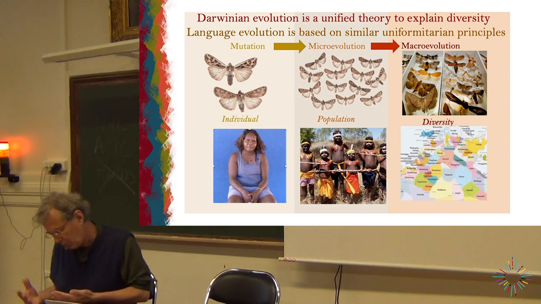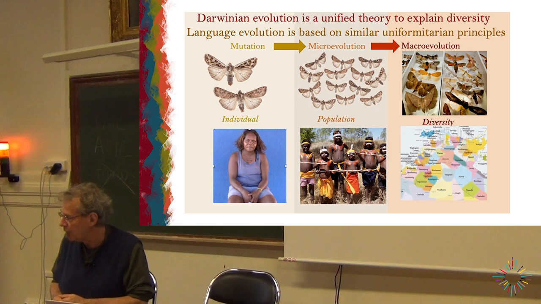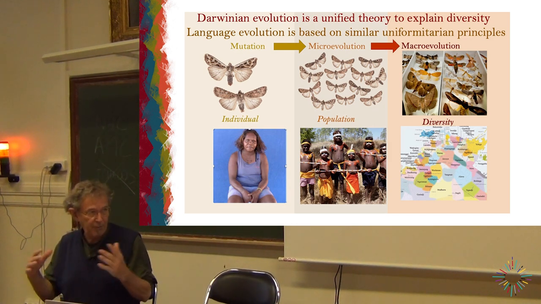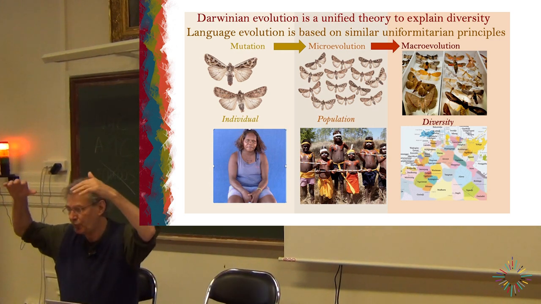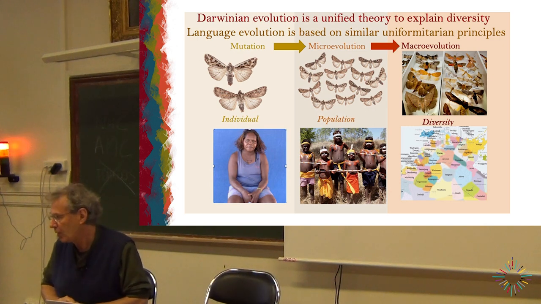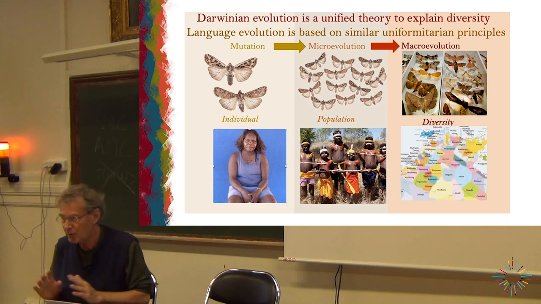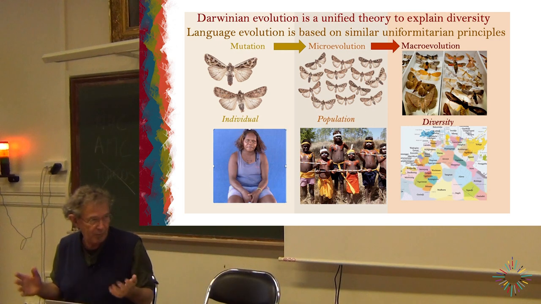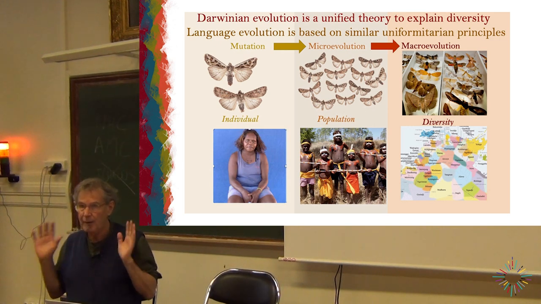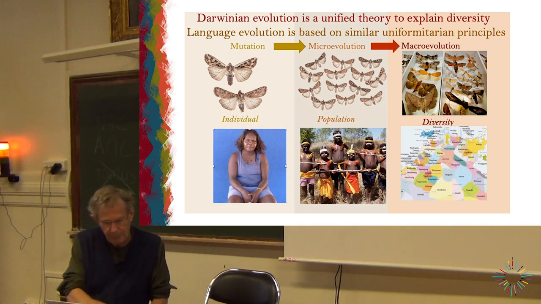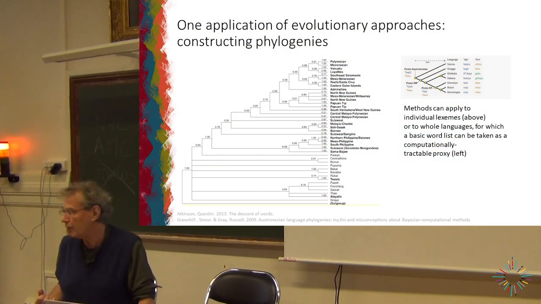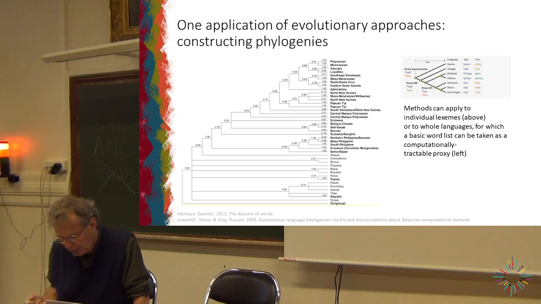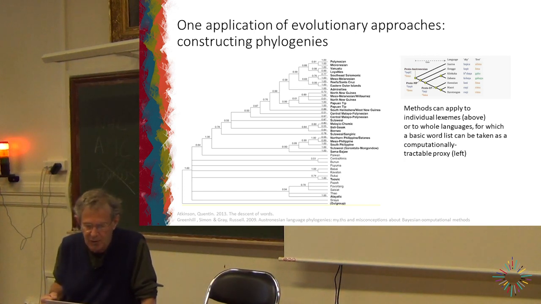And then what we can call macroevolution in evolutionary biology, that is, you've already gone off into different species and different genera, and you've moved up the tree. And for linguists, that means, for example, different languages, different branches, different language families, diversifying at ever more remote levels. So one application of evolutionary approaches, which is well known, is to construct phylogenies.